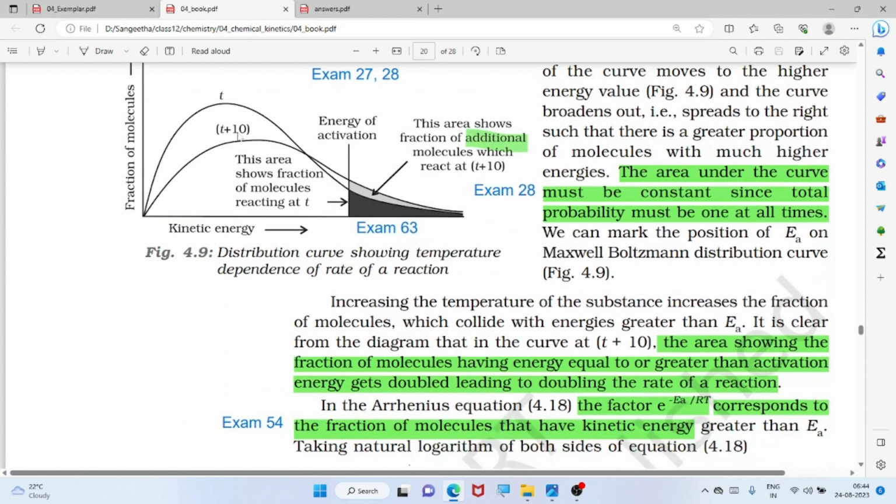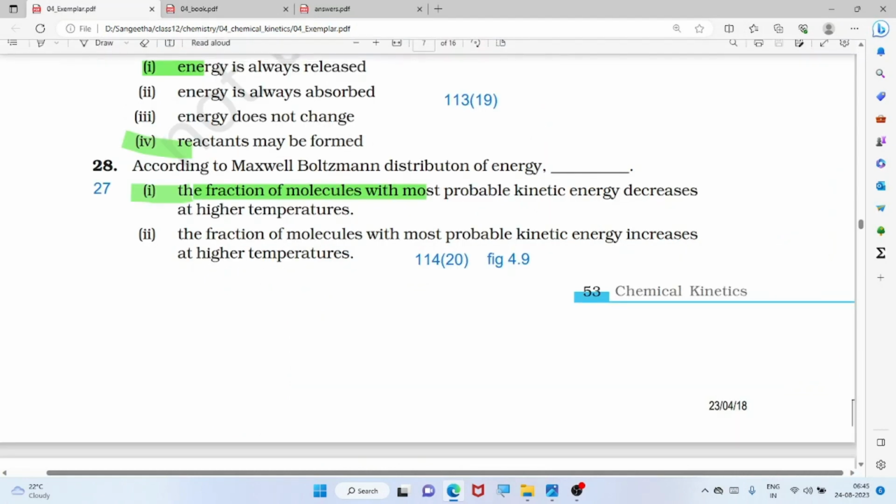See here, at higher temperature this peak decreases, that is what it is saying. So the peak decreases means the fraction of molecules in this peak decreases as compared to the lower temperature, but the curve shifts to the right side, and the number of molecules here increases. See here, the fraction of molecules above this activation energy increases. This is the lower temperature, this is the higher temperature, and this is the number of molecules.